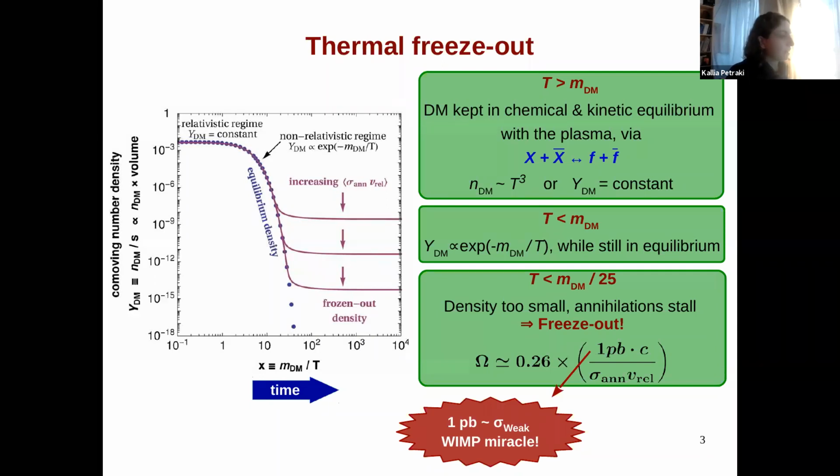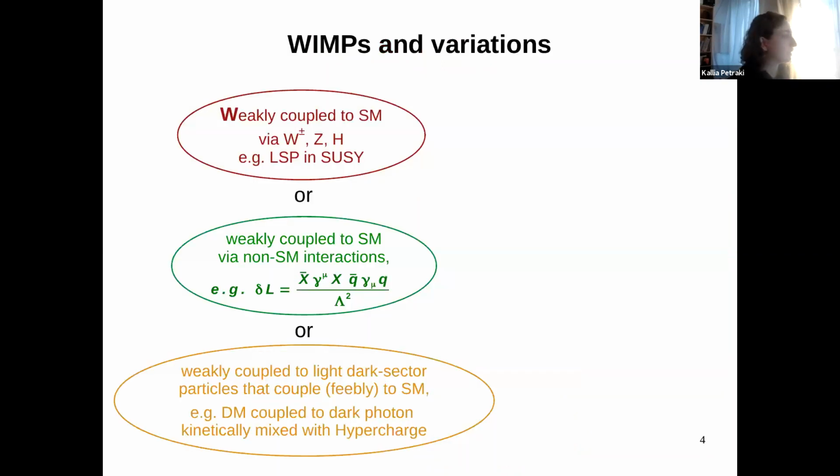While this mechanism was originally motivated by WIMPs, meaning particles coupled to the weak interactions of the standard model, so the W and Z bosons, and probably the Higgs, it was quickly generalized to include other particle physics scenarios. For example, dark matter coupled to the standard model particles via new interactions, such as new gauge interactions or interactions of other kind, that quite often are described via effective operators, like the one I have written down here.